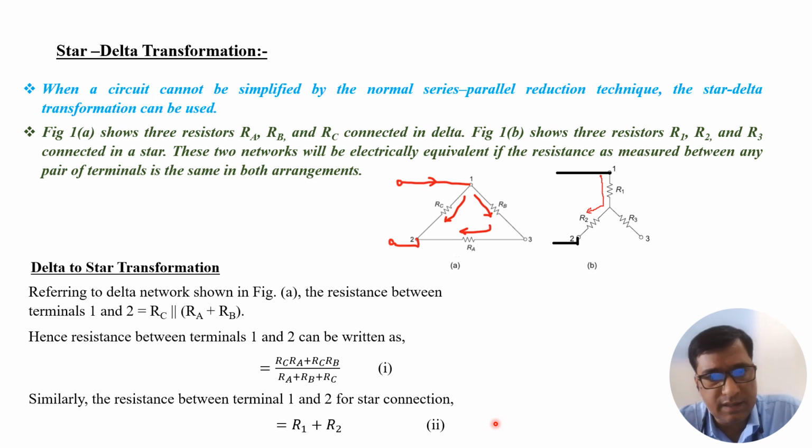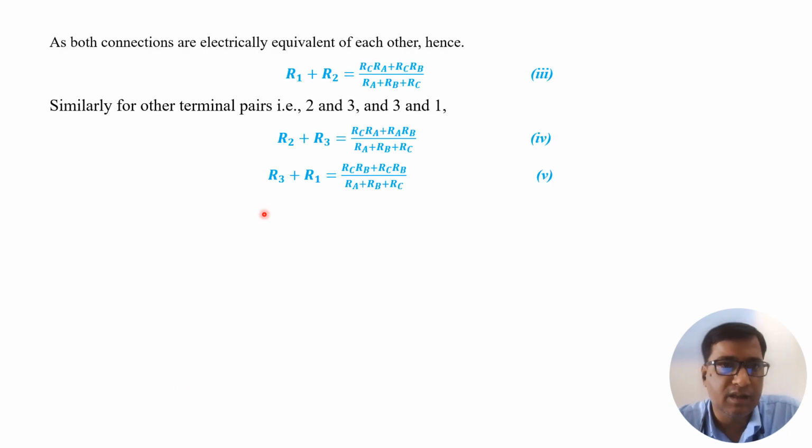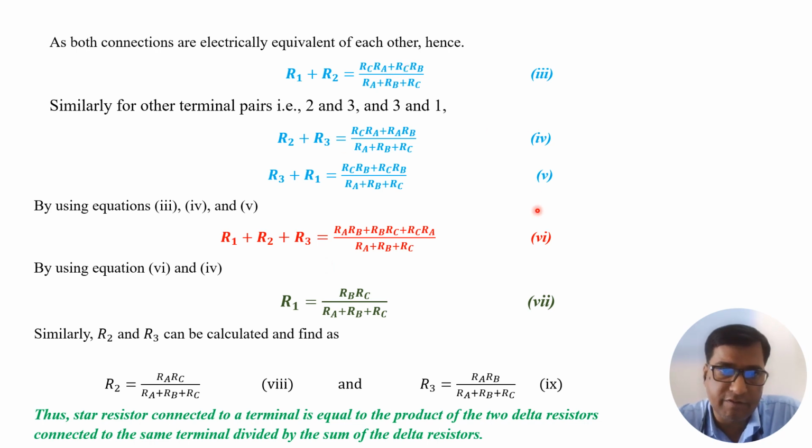According to the condition of electrical equivalency, these resistances between terminal pair 1 2 in equations 1 and 2 should have the same value. So we have done the same thing. Similarly, for the other pairs like 2 and 3, and 3 and 1, equations 4 and 5 give this condition. If we add equations 3, 4, and 5, and by some calculation, the value of R1 plus R2 plus R3 will be this one. Now from equation number 6 and 4, here R1 plus R2 plus R3, here R2 plus R3.